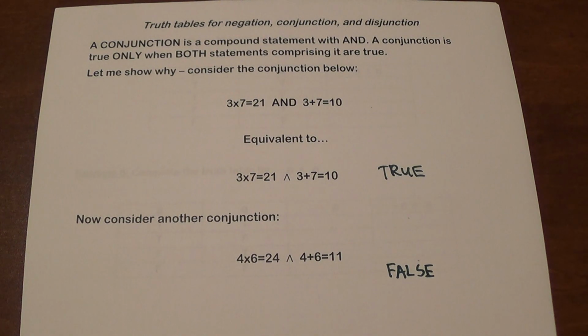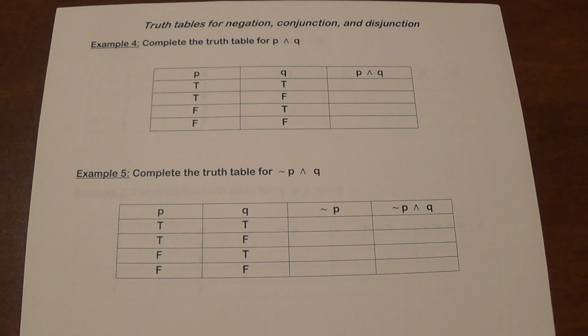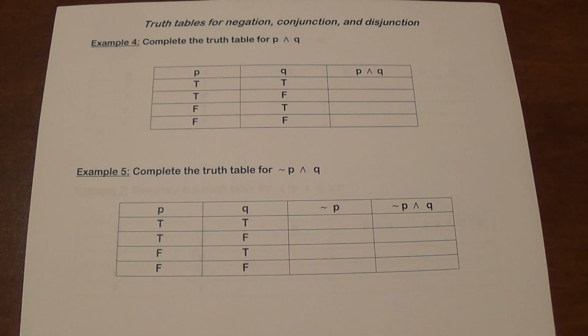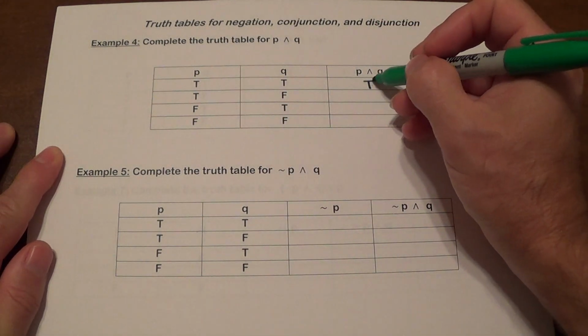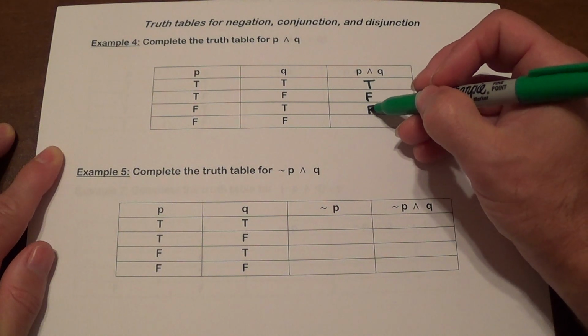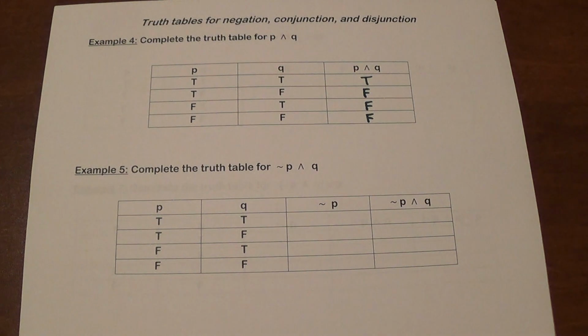Okay? So this one's more strict. Let's take a look at the basic truth table for a conjunction. True, true is going to be true, all the other ones will be false. Why? Because at least one of the two statements is going to be false, and that's what a truth table for a conjunction is going to look like.